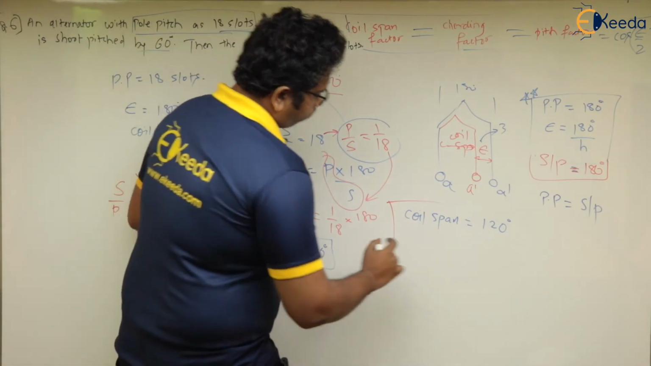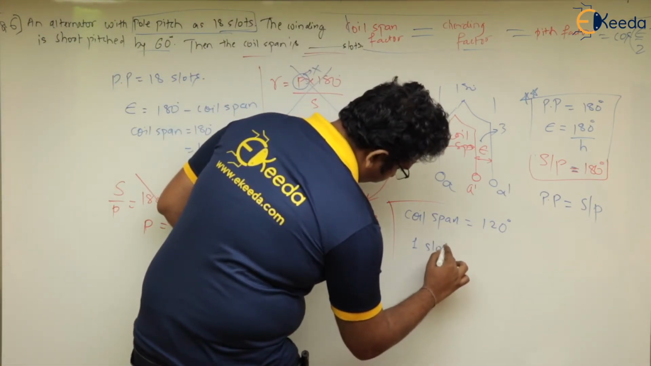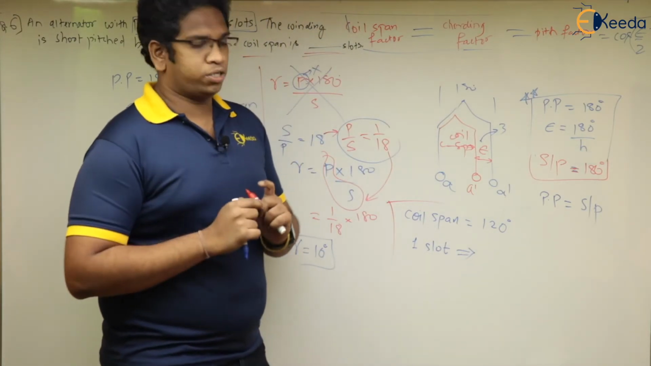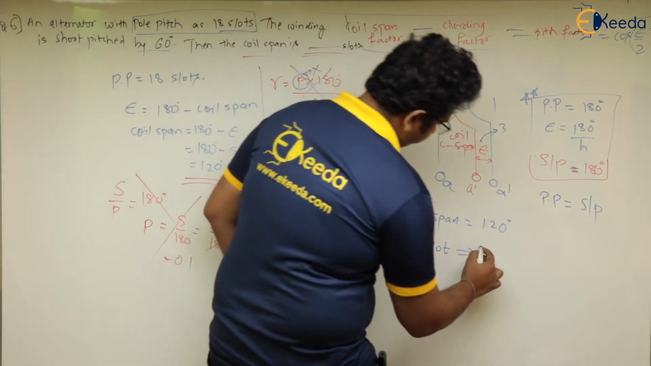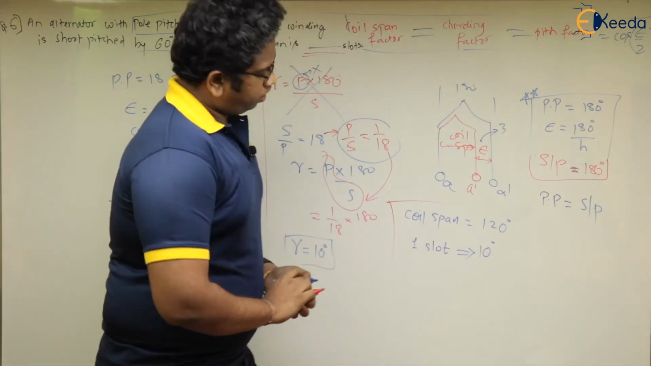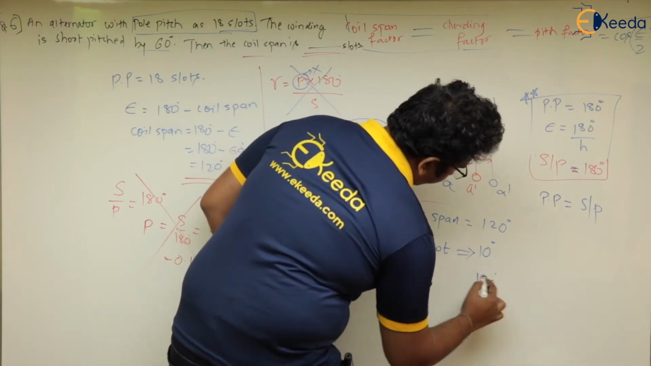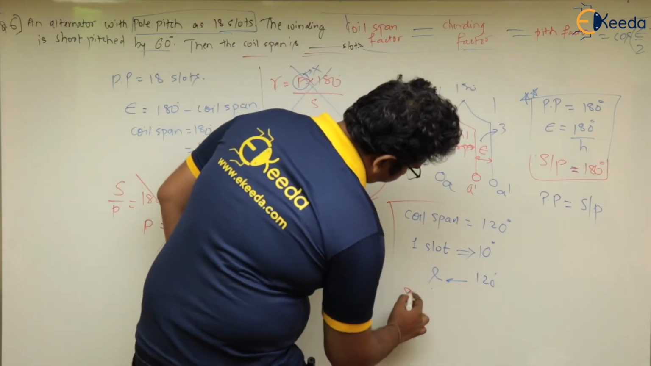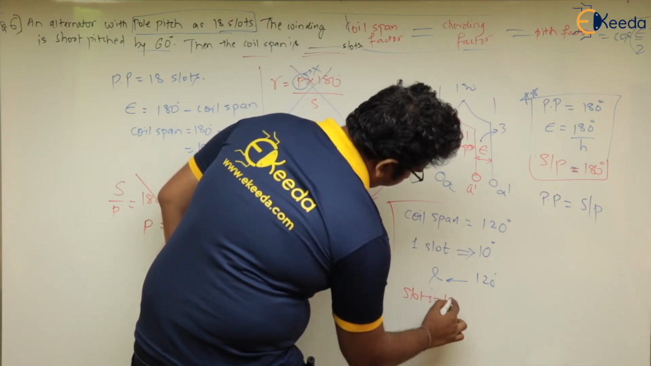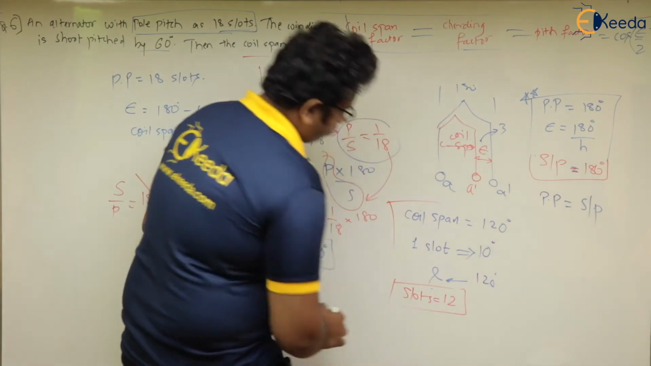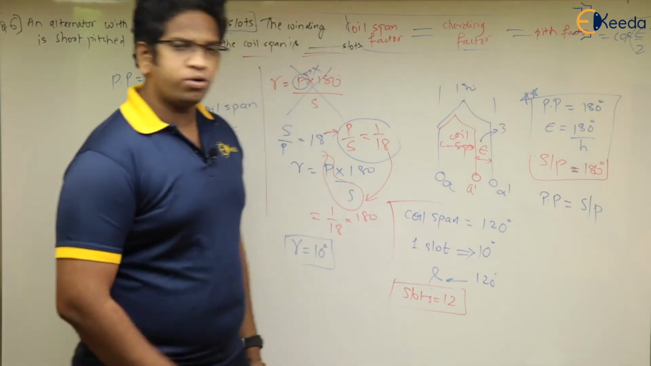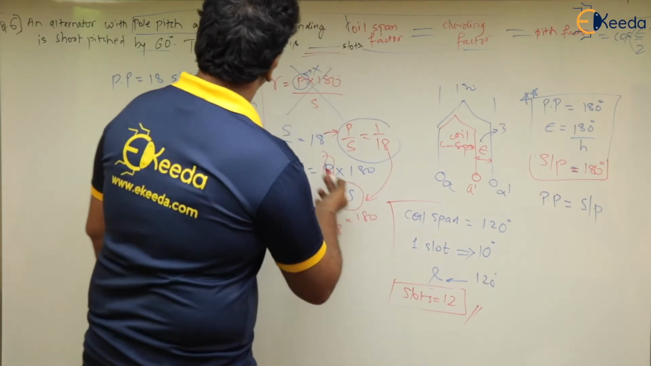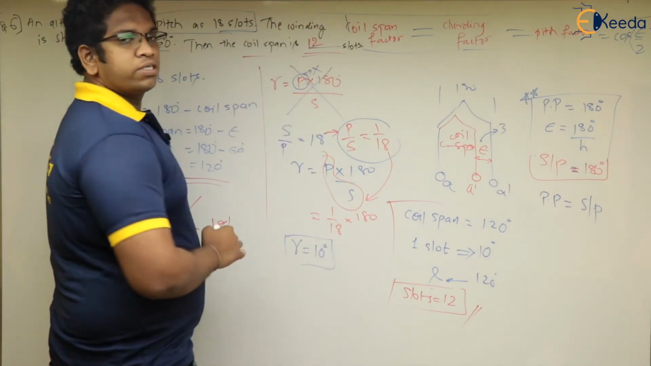See, one slot, or we can say angle between two adjacent slots, it is equal to what? 10 degrees. So for 120 degrees, how many slots will be there? 12 slots. Slots will be 12. Right? So for 120 degrees, 12 slots will be there. Same thing. So this is nothing but coil span, which is 12 slots. So answer is 12 slots.